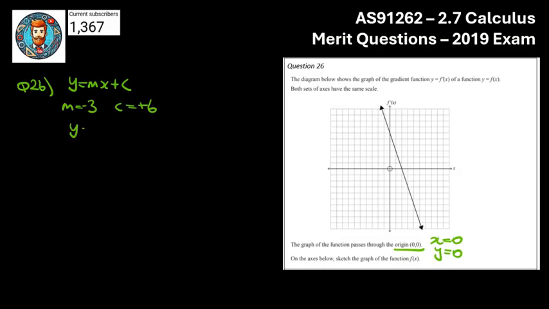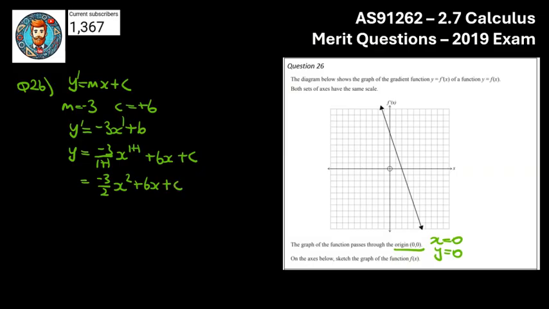So my gradient function, y dash, was equal to -3x plus 6. Now that I've got that, I'm going to integrate this to get back to the y function. So y is going to be equal to -3 over, remember, power plus 1. We've got an invisible power of 1 up there, so it'll be 1 plus 1 as the divisor. So we've got x to the 1 plus 1, then plus 6x plus c, and simplifying that, it's going to be -3 over 2 x squared plus 6x plus c.